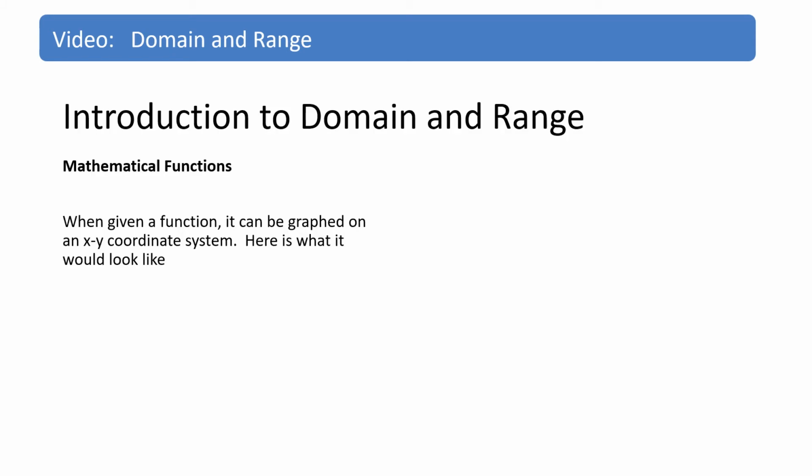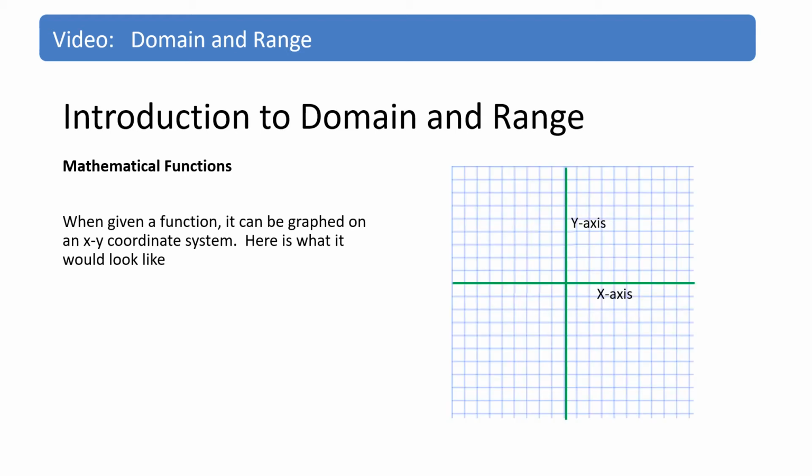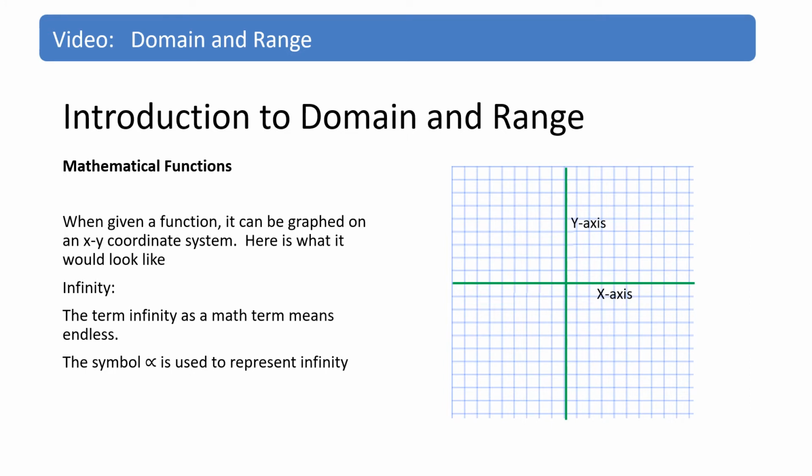When given a function, it can be graphed on an xy coordinate system. Here's an example of what it could look like. Infinity. The term infinity as a math term means endless. The lines can continue on indefinitely. No one knows where they end, or do they end?